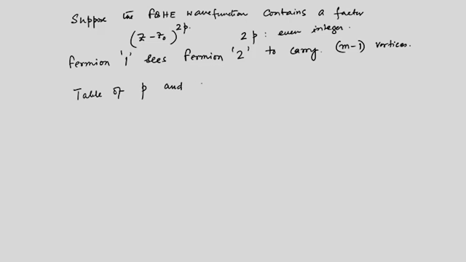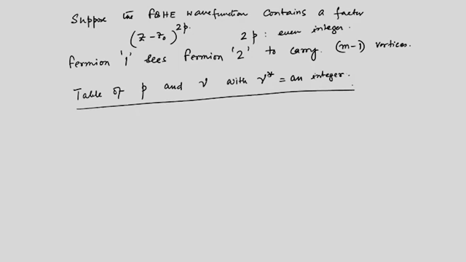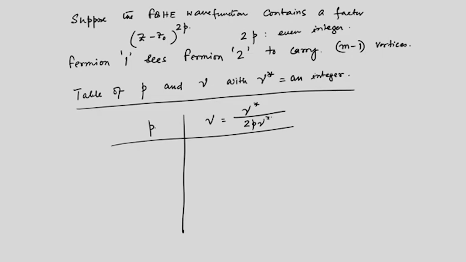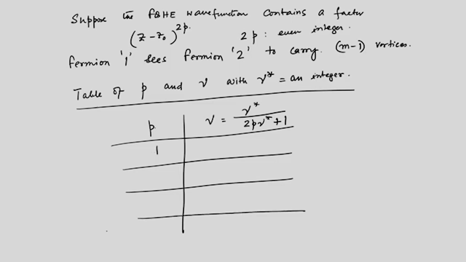P and nu, with nu star to be an integer, and I told you that this corresponds to the IQHE when nu star becomes an integer. So this is a p and a nu which is equal to nu star, which is equal to 2p nu star plus 1, the formula that we have written earlier, and let me just show it for p equal to 1.